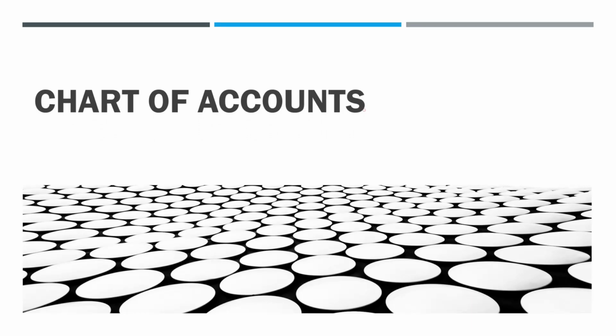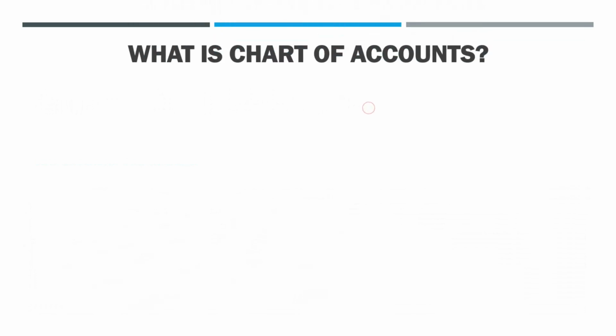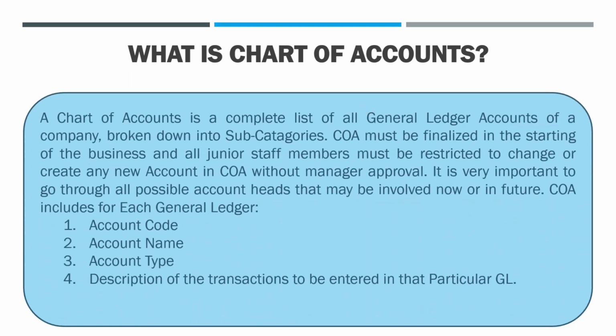Today our topic is chart of accounts. First of all, we will define what is actually a chart of account. A chart of account is a complete list of general ledger accounts of a company broken down into subcategories.